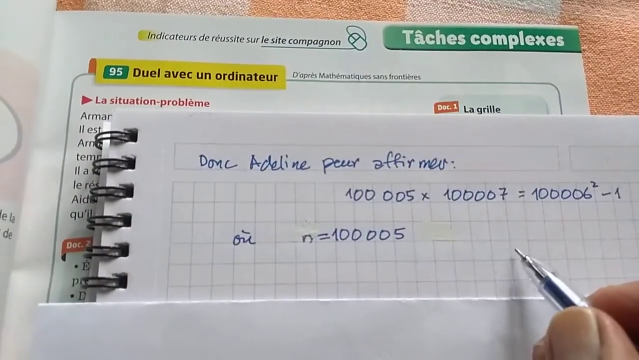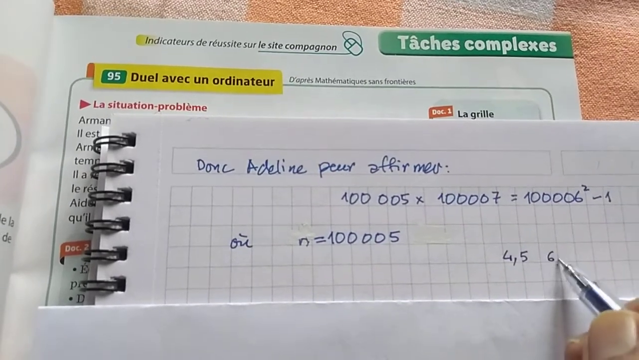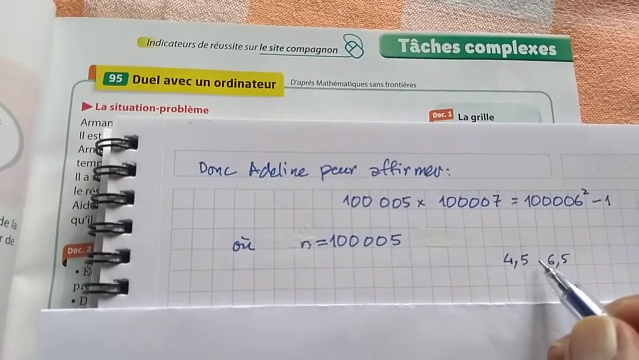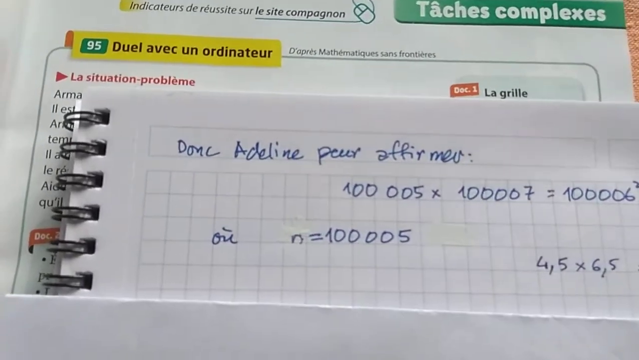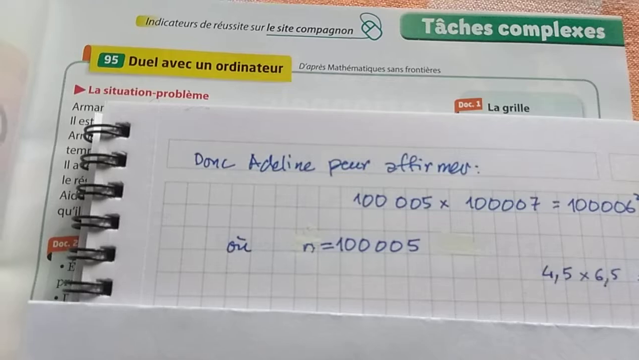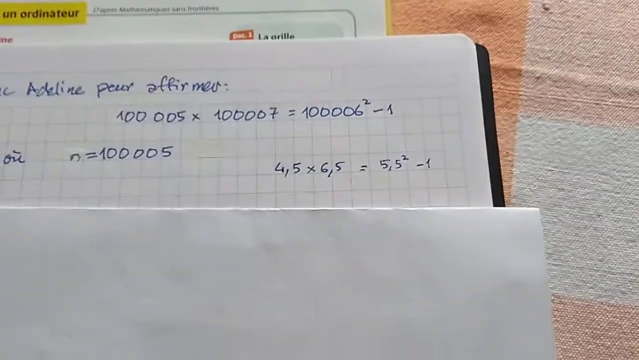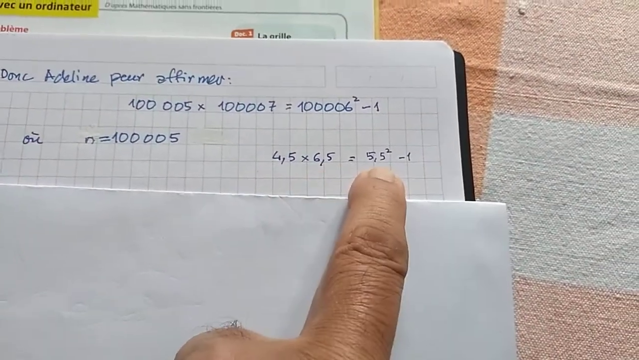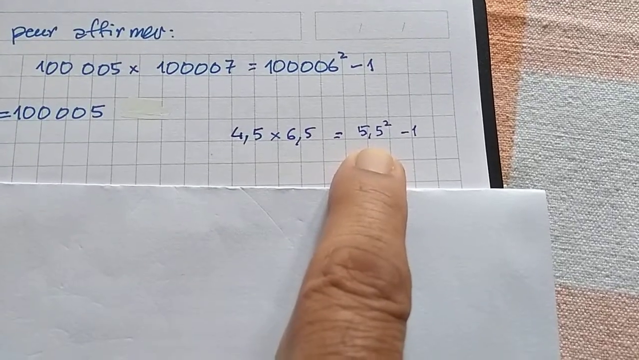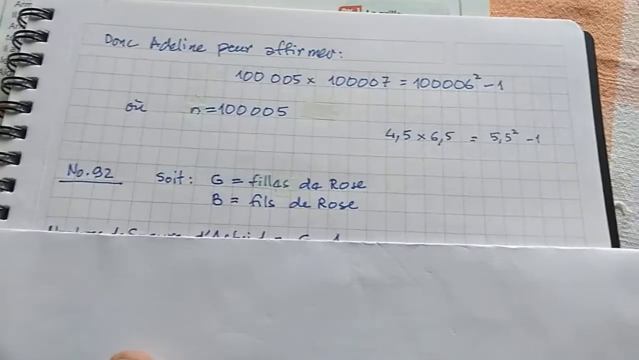Take, say for example, 4.5 and 6.5, and you show that this is equal to, what is it, 5.5 squared minus 1. See whether this works. Just verify this on your calculator and let me know. This is also true. If this is n plus 2, this is n plus 1 minus 1. That is the pattern we have found there.